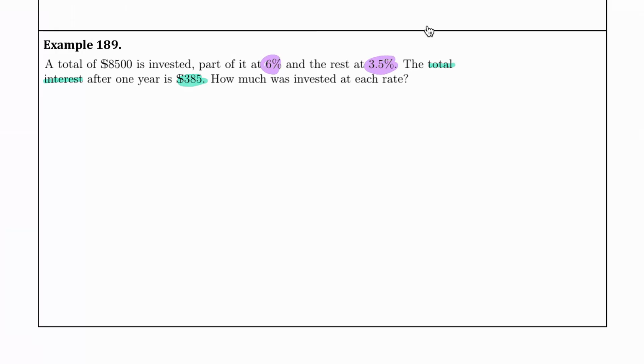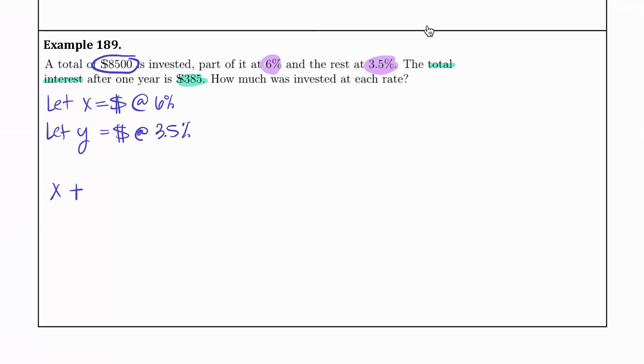So if we define those variables, I'm just going to use x and y again. Let X be the money invested at the 6% interest rate, and I'm going to let Y represent the money that was invested at the 3.5% interest rate. Okay, so from here, our two equations, one of them is just going to be about how much money was invested total. If we add up how much was invested at 6% and 3.5%, we get $8,500.